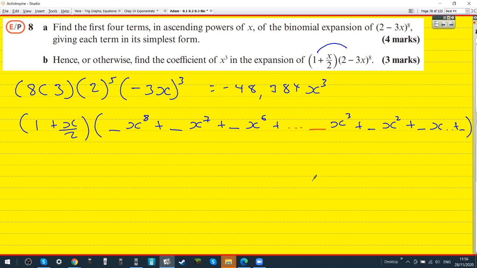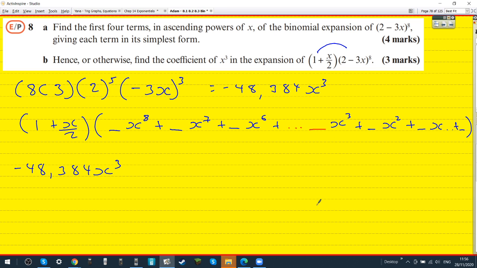What do you mean by that? So when you multiply everything by 1, which one will give us an x cubed? 1 times x cubed is x cubed. Yep. And so what was that x cubed one? Minus 48,384.